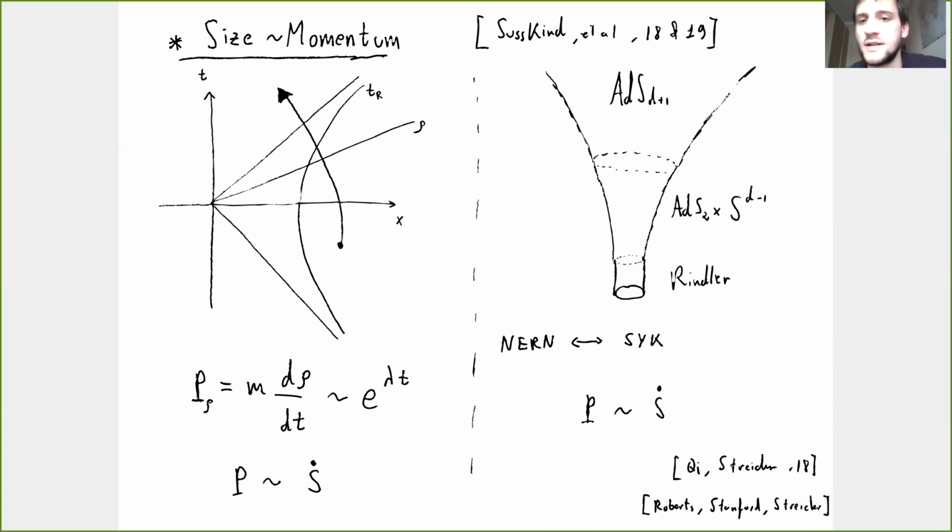So I don't know, it's still kind of a crazy proposal, but it was curious that he was able to even get the correct coefficients for the SYK model.